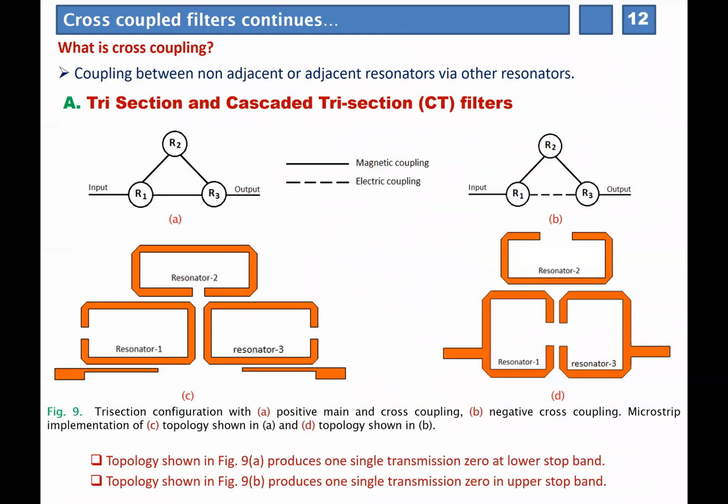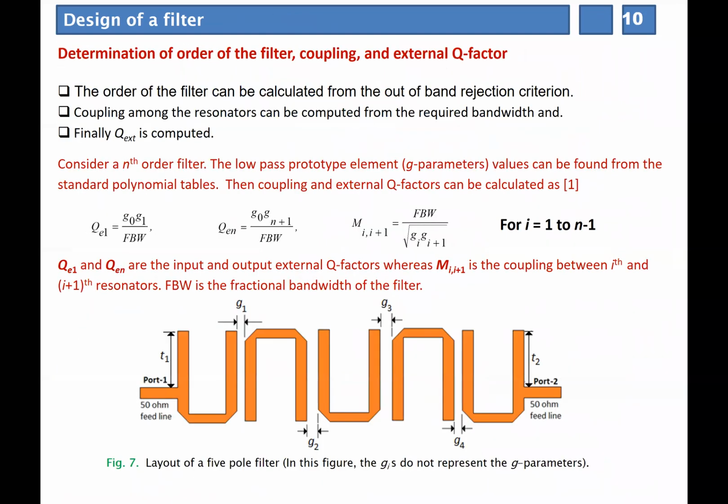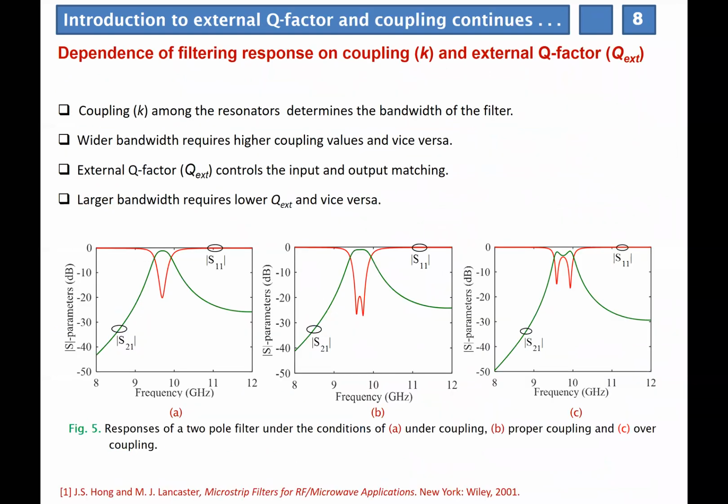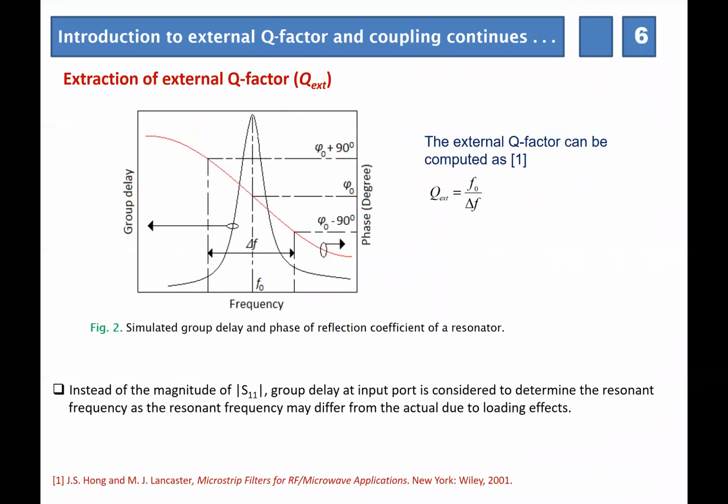If you want to talk about Q, there are two Qs. One is Q external and another one is Q_U, that is the unloaded quality factor. We want the unloaded quality factor as high as possible, because a higher unloaded quality factor will lead to lower insertion loss. That is a fixed property of one particular resonator. You cannot change that. You can optimize it for maximum, but once it is designed, you cannot change it.